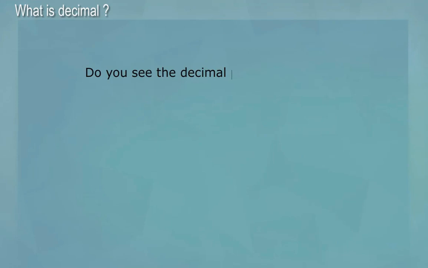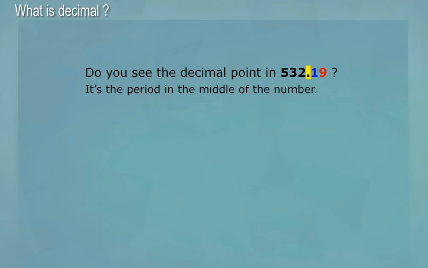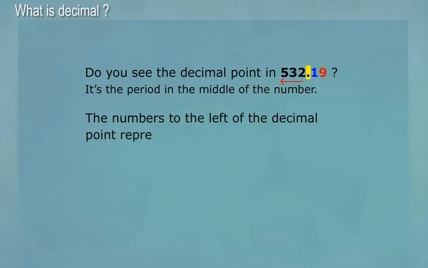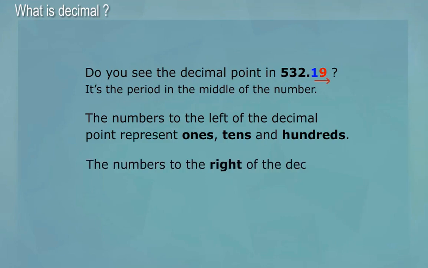Do you see the decimal point in 532.19? It's the period in the middle of the number. The numbers to the left of the decimal point represent ones, tens, and hundreds. The numbers to the right of the decimal point are tenths and hundredths.